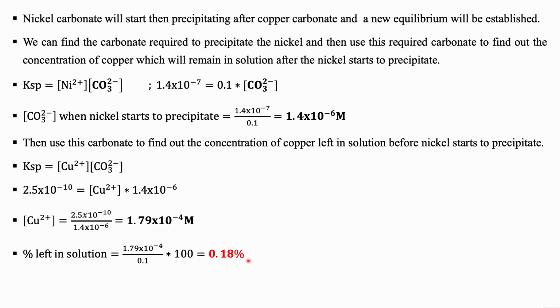Now to obtain how much precipitate, we take 100 minus the percentage which is remaining in the solution. Then we see that the percentage of copper left in the solution will be 0.18%, and the percentage of copper precipitated will be equal to 99.82%. So when you have such kinds of questions, you determine how much is required to precipitate the second ion, then use that concentration to determine the amount of the first ion that will be remaining in the solution. Because when the second ion is going to precipitate, a new equilibrium will be established.